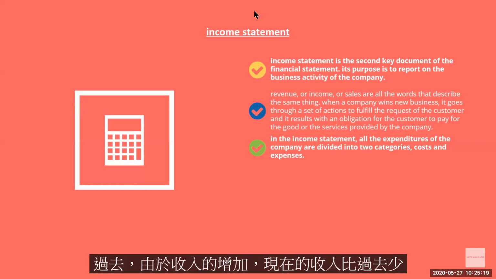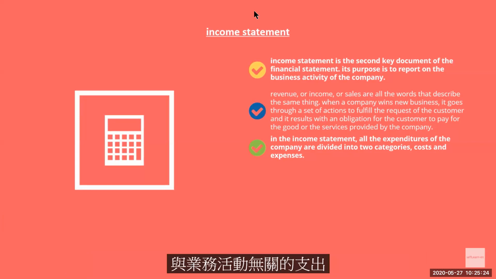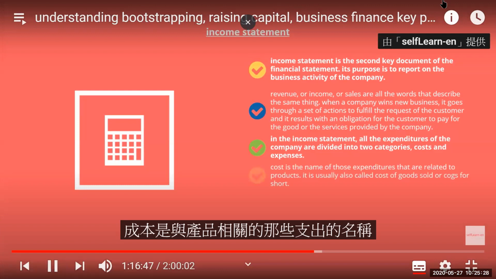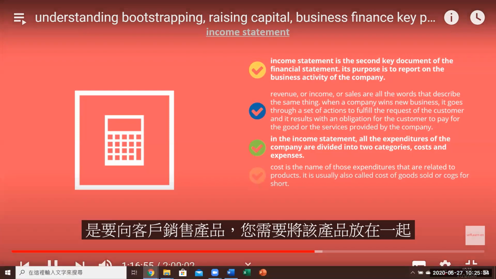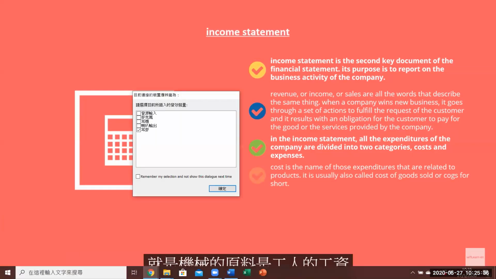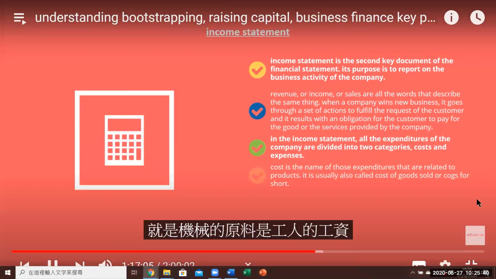It's making now less money than in the past due to an increase in expenditures that are not related to the business activity. Cost is the name of those expenditures that are related to products. It is usually also called cost of goods sold, or COGS for short. What we mean by that is that to sell a product to a customer, you need to put that product together. There's the raw material, the machinery, the salaries of workers. In other words, everything that we need to prepare that product.